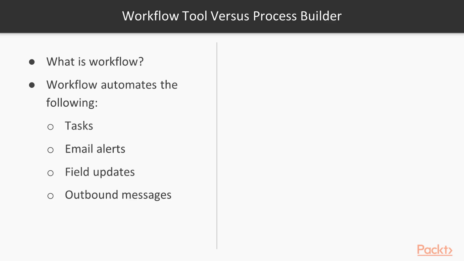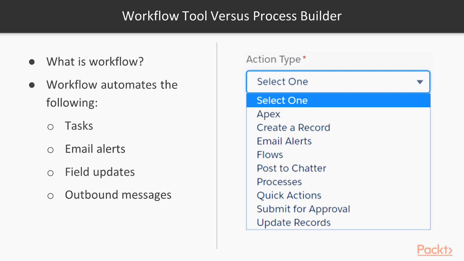In workflow, we have 4 actions. They are assigning a task, sending an email alert, then field updates, and outbound message. Outbound message is the only feature available in workflow which is not available in Process Builder. That is one limitation. Coming to the Process Builder, I can have these many actions.